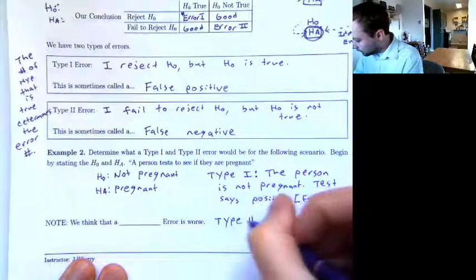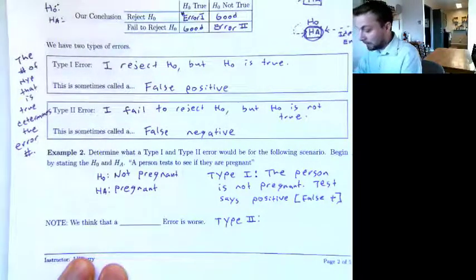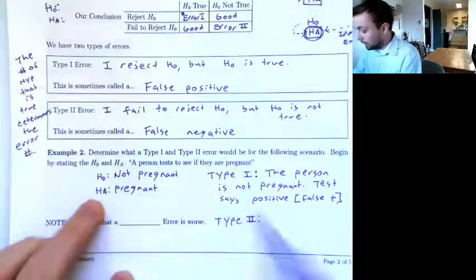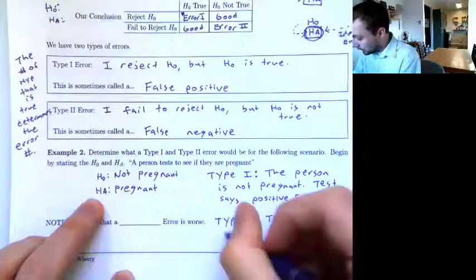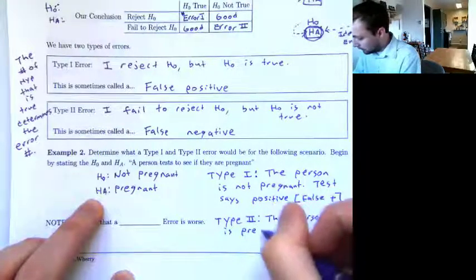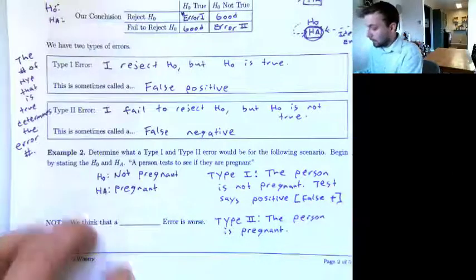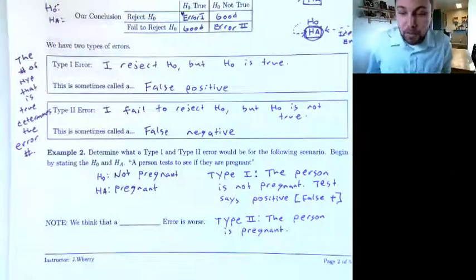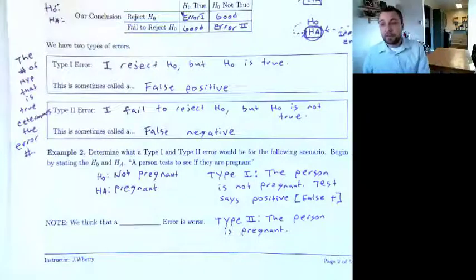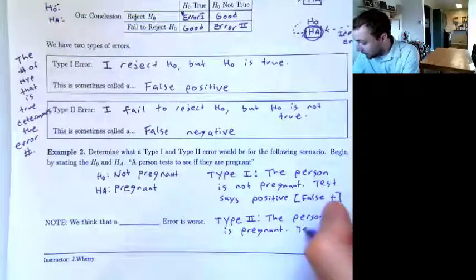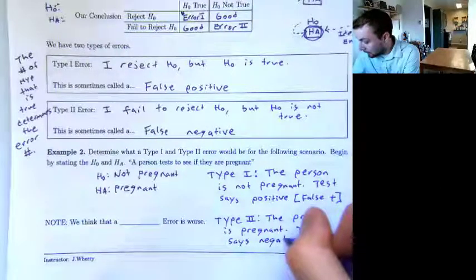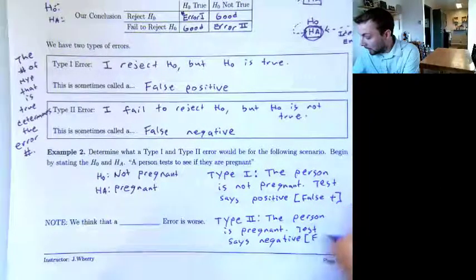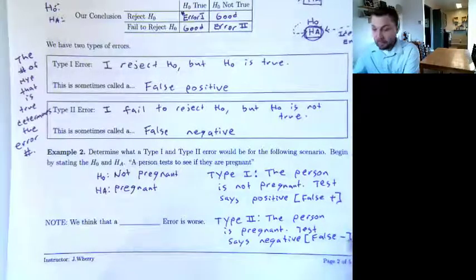Type 2. This would mean the second thing is true of the person. So the person is pregnant. Let's think about how this could be a problem. If the person is pregnant, I would hope that the test determines they're pregnant as well. It would be an issue if the test says that they were negative for pregnancy, because this would mean that they had a false negative for the test.